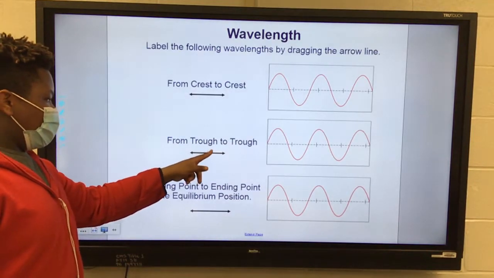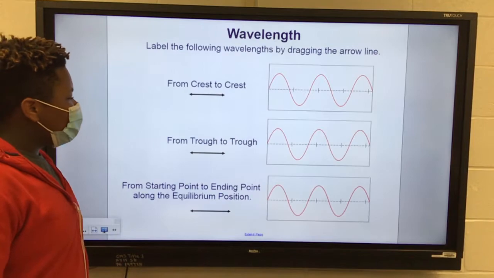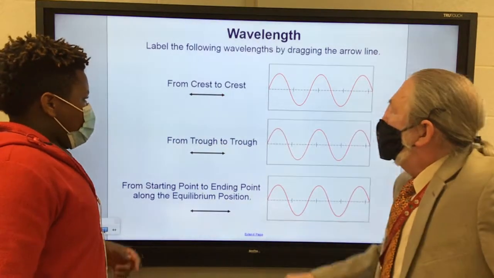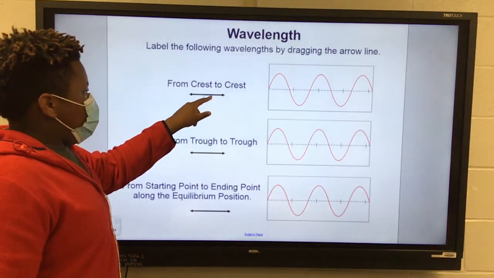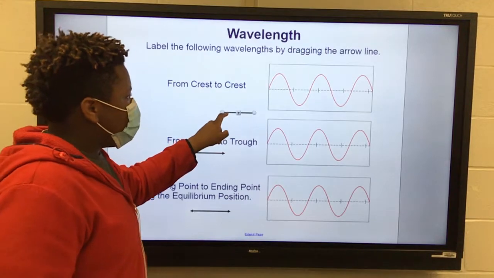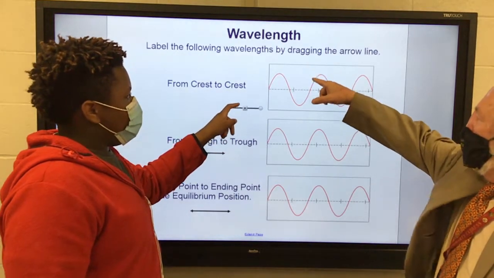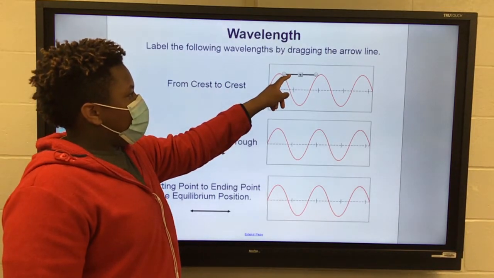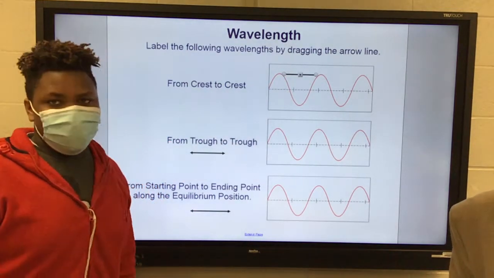You can move this. That's the trough, dude. That's the trough. You said move the arrow. We wanna go to the crest up here. Where's the crest, top or bottom? There's the crest. Good job, dude. Good, okay. Who's gonna come up here?